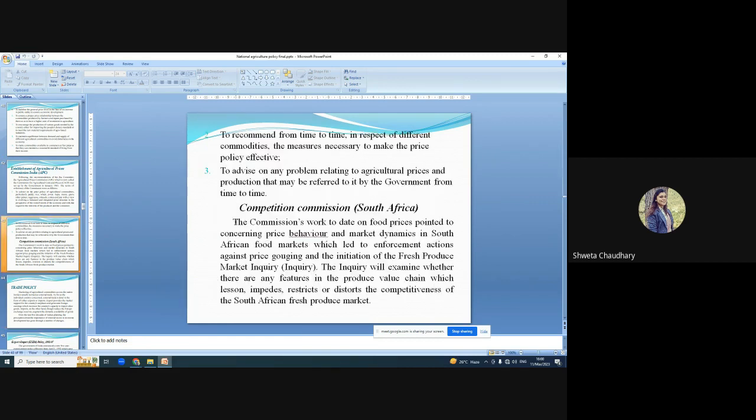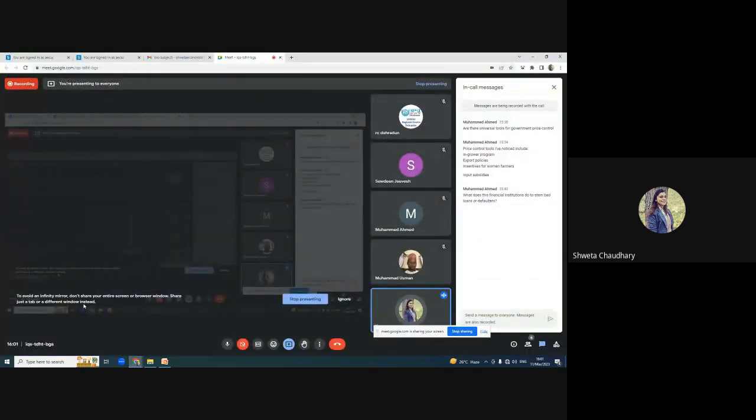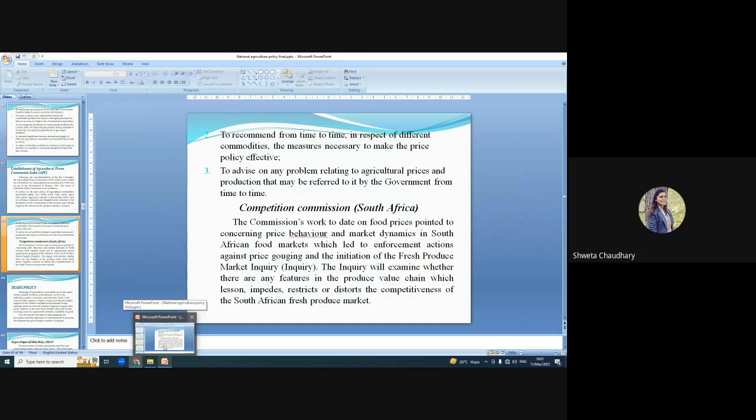Then in South Africa, I have seen there is a competition commission. Do you have any idea about any other commission that undertakes the price regulation? You can share with me. I can also get information from you. It's not that the teacher only gets information from the student; the student can also disseminate the same. Any agency that regulates the prices in Africa? Like in our country, we have CACP. In your country, I found this competition commission. Do you know any name? Anyone? So in the coming class, I will be asking you. Search upon it.